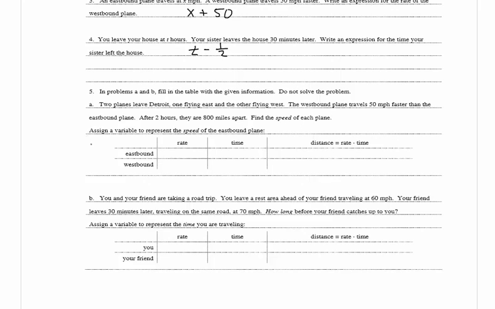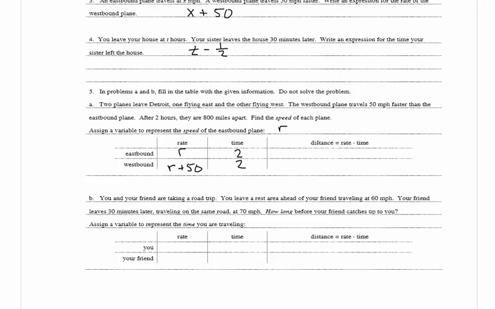The first thing they want us to do is assign a variable to represent the speed of the eastbound plane, and I'm going to choose r for rate. To fill in our chart, we start by plugging r in for the rate of the eastbound plane. For the westbound plane, they told us it was traveling 50 miles per hour faster, so we have r plus 50. For the time, both planes are the same. It's 2 hours, so we have 2.